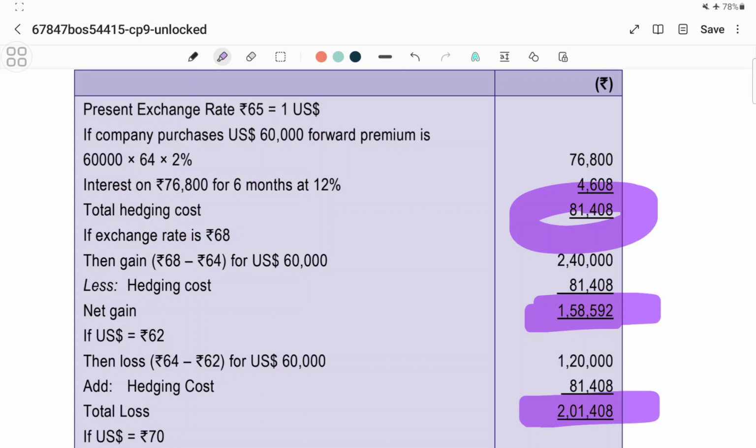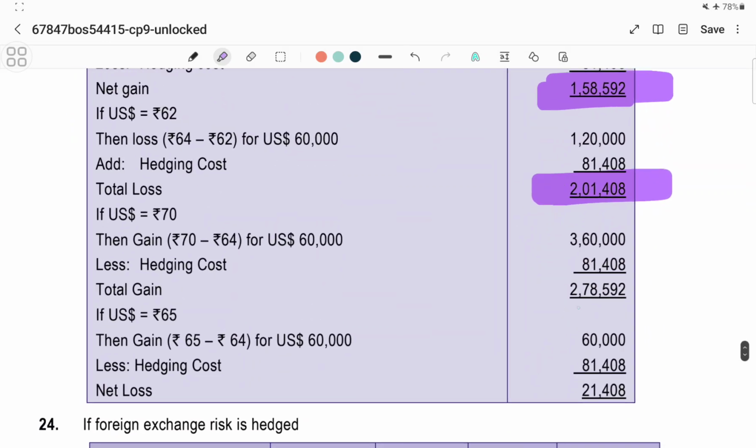So in this particular case, the present exchange rate is 65. $1 equal to 65 rupees is of no use, right? So in all case scenarios, you have to find this answer individually.